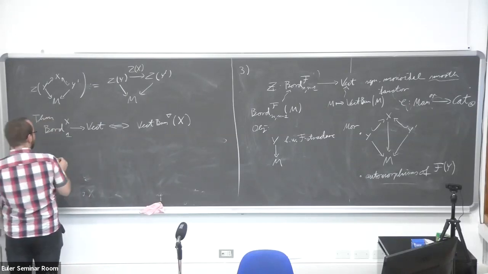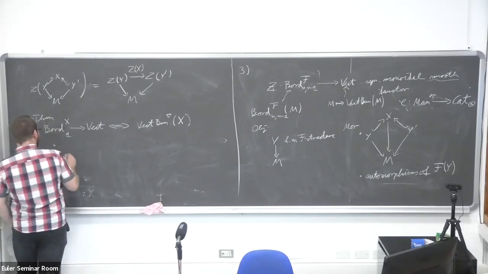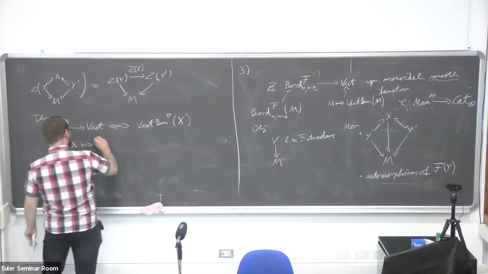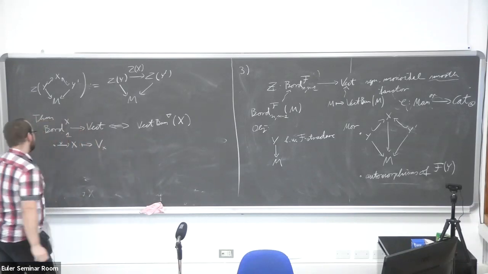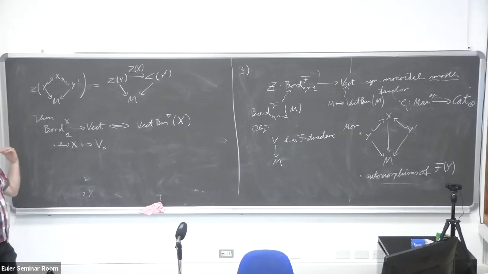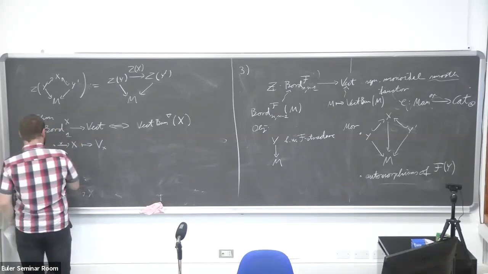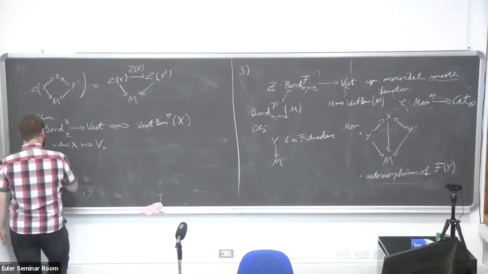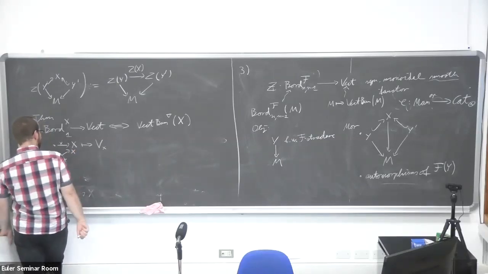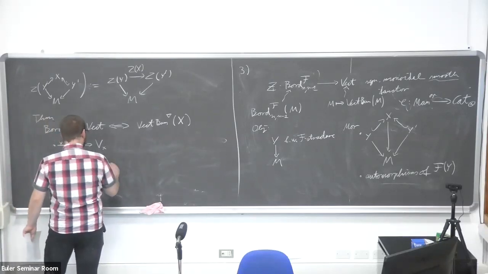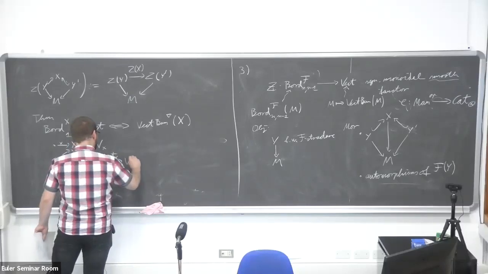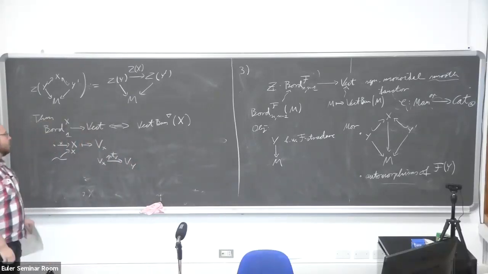And how does this work? An object in here is a map from a point to X. This will be mapped to the fiber of the bundle over x. Or more generally, an object in here is a family of points in X, which will be mapped to the pullback of the bundle. And then a morphism in here is a cobordism, something like this, which comes with a map to X. And this will be mapped to the parallel transport in V from x to y. And these are all these theories.